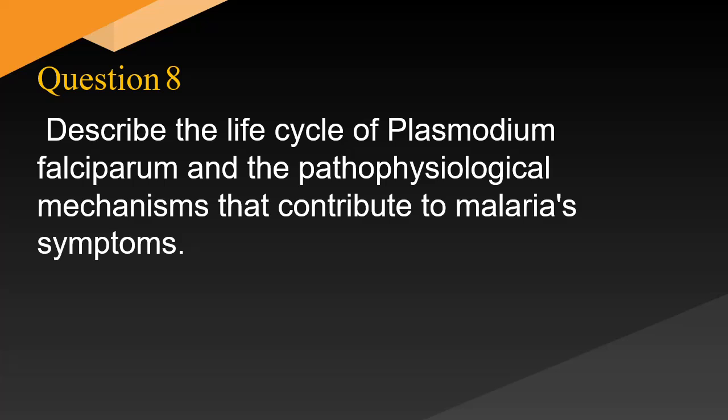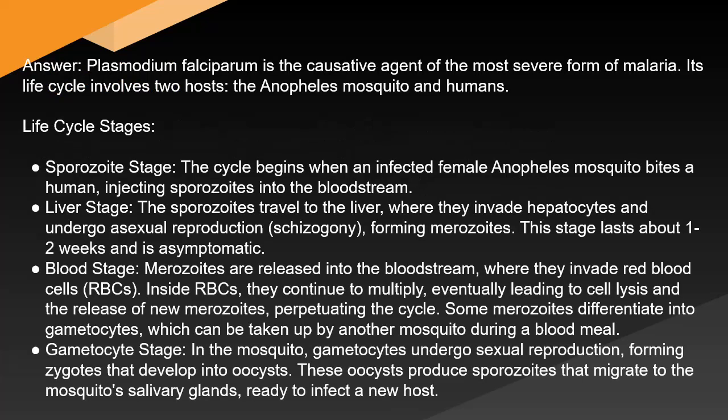Describe the life cycle of Plasmodium falciparum and the pathophysiological mechanisms that contribute to malaria's symptoms. Answer: Plasmodium falciparum is the causative agent of the most severe form of malaria. Its life cycle involves two hosts, the Anopheles mosquito and humans. Life cycle stages. Sporozoite stage. The cycle begins when an infected female Anopheles mosquito bites a human, injecting sporozoites into the bloodstream.